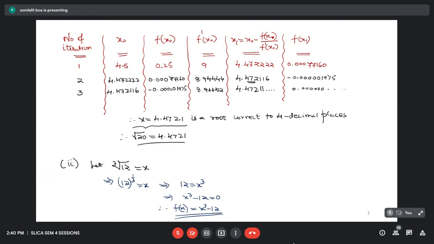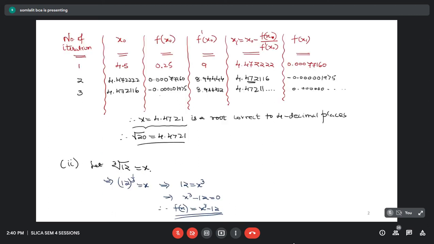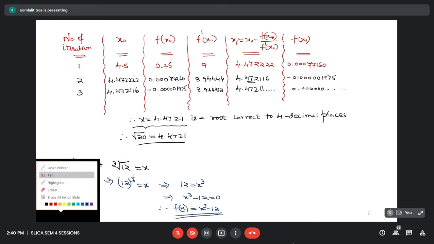I repeat, what you are asked here, you are asked to find the cube root of 12. See the second question. So we have taken that expression as x, so we want to get x. Now the meaning of cube root is raised to 1 upon 3. Now just to make it free from the cube root, we cube on both the sides. So 12 equals x cube, taking cube on both the sides, and therefore x cube minus 12 equals 0, and therefore the function is this finally.